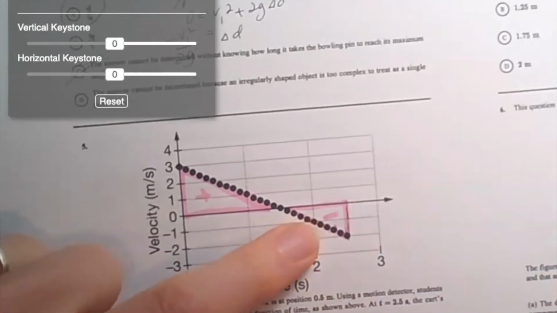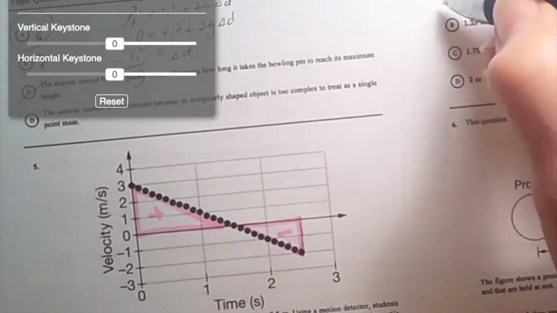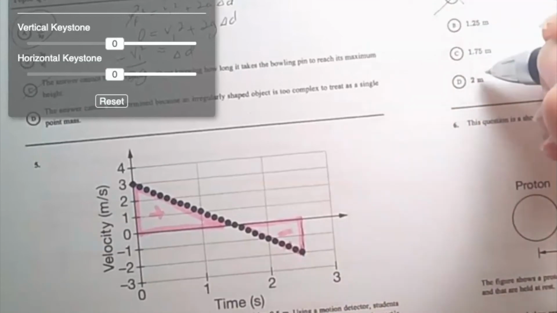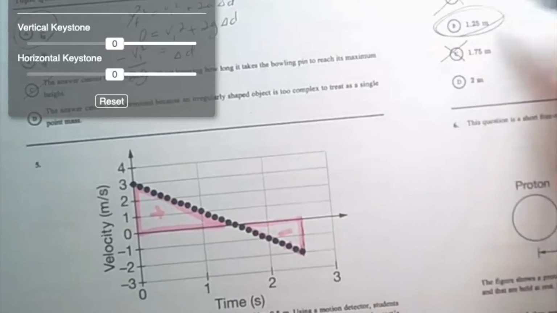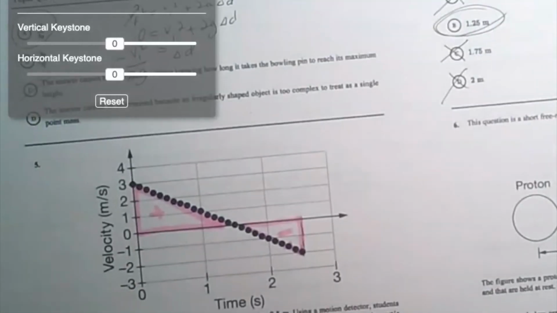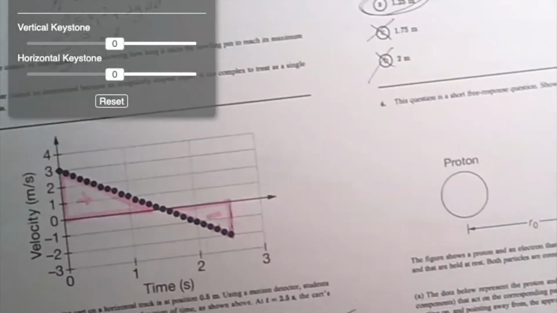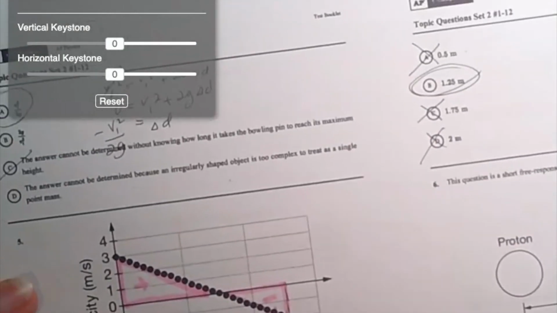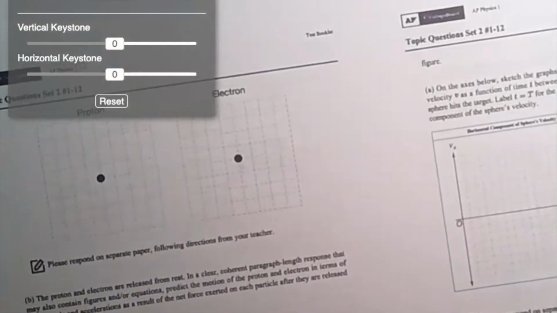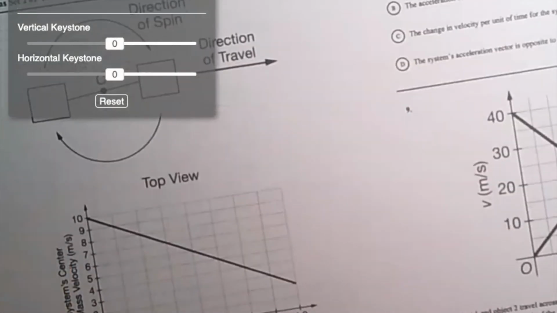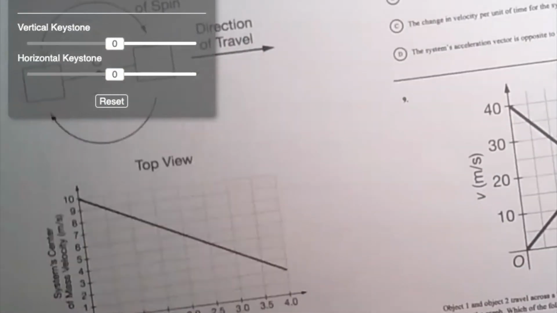So now before you go and do that, look at these choices. We know it doesn't get all the way back. We know it doesn't even reach 1.75. So it's got to be this one. There's no way it reached 2 meters. So using process of elimination, you don't even have to finish this problem. Numbers 6 and 7 are open-ended, so we're going to skip that for now. And we're going to look at this problem here.